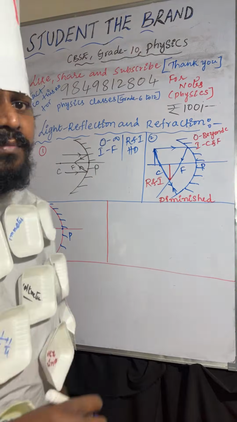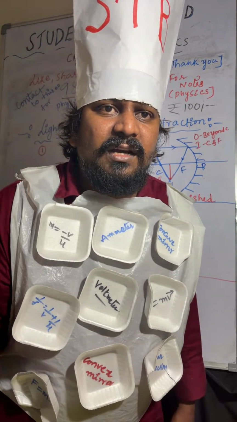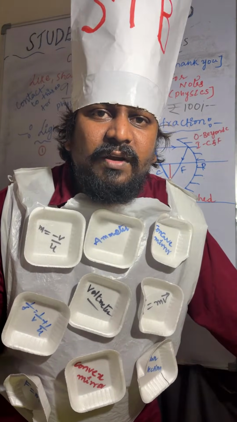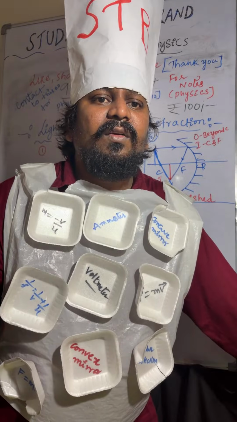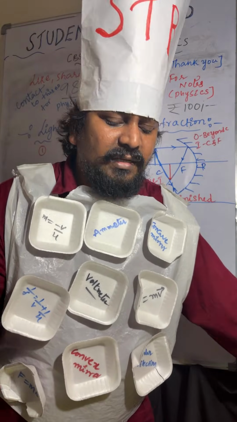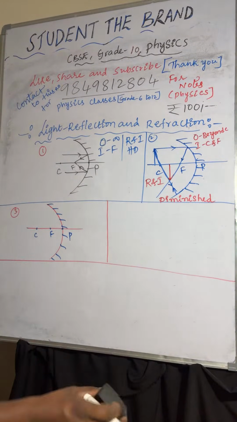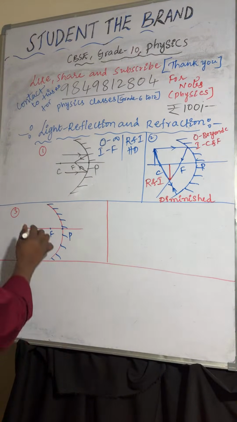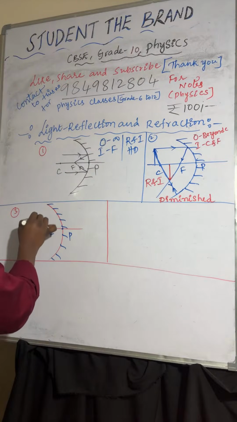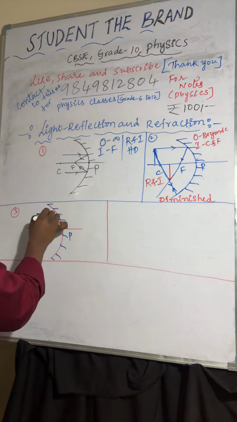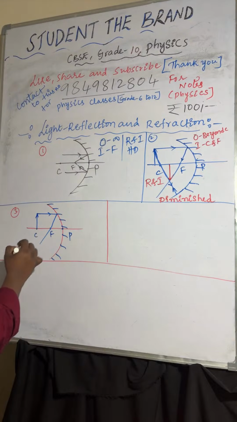Where is the object placed? At center of curvature. Where is the image forming? At center of curvature only. What is the nature of the image? Real, inverted and same size. So I'm taking here. This is one light ray. One light ray I'm taking like this. After that it passes through focus.